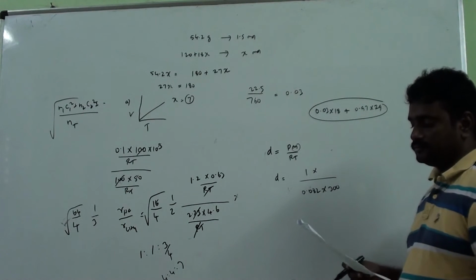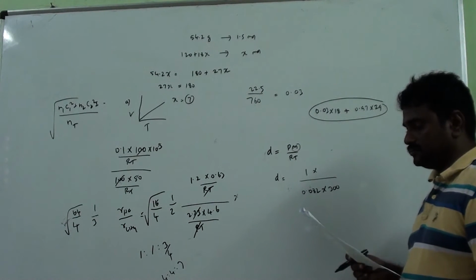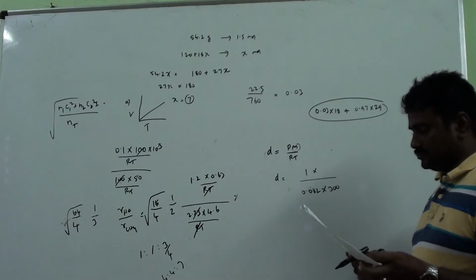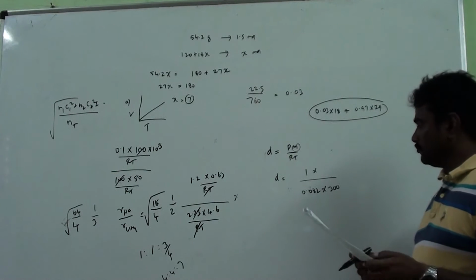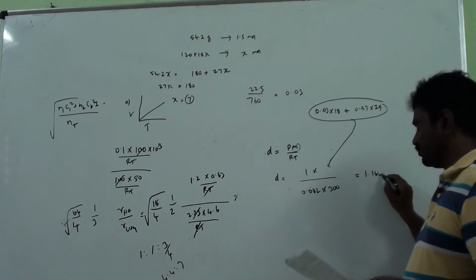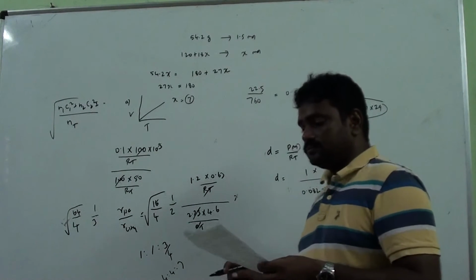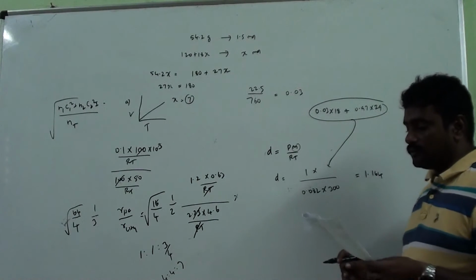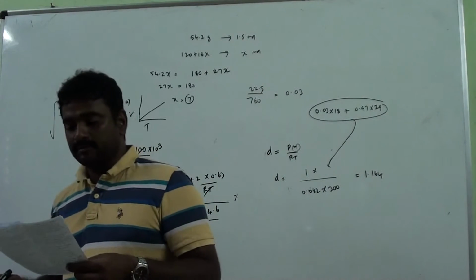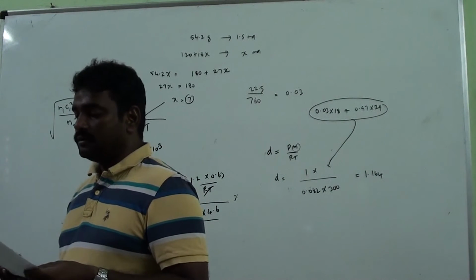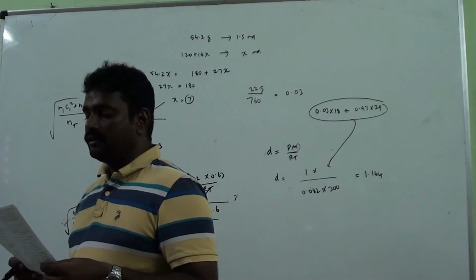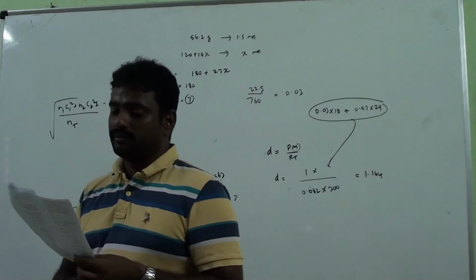What is coming? Final answer. So substitute here, you will get 1.16. Right. Next, balloon. The balloon problem we have done in class several times. What's the answer you are getting for payload? 932 kg, 493. So B is the answer, payload.